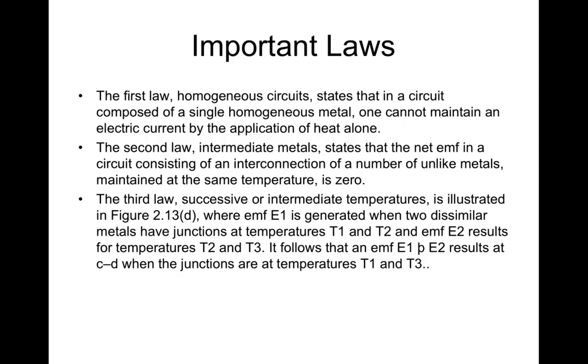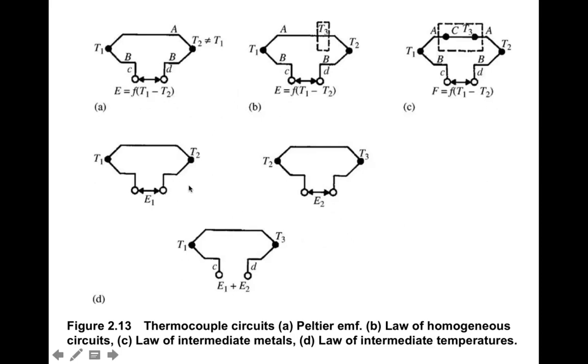And the third law, which is successive or intermediate temperatures, is illustrated in figure 2.13d, which we'll see on the next slide. This is basically you get an EMF E1 that's generated when two dissimilar metals have junctions at temperature T1 and T2, and E2 is for temperatures T2 and T3. So then it follows that you get a voltage that results at junction C and D when the junctions are at temperature T1 and T3. And once again, the sum of those voltages around the closed path will have to equal zero.